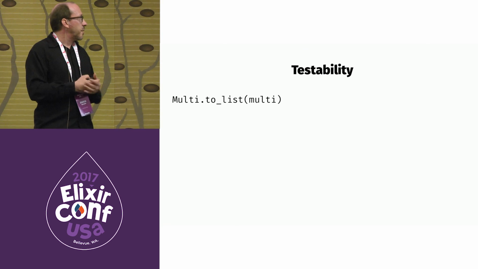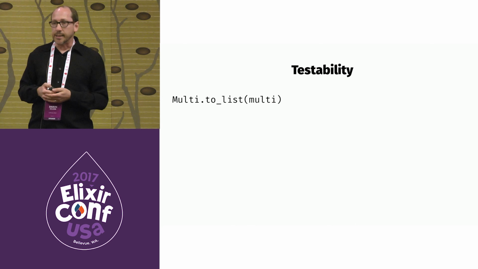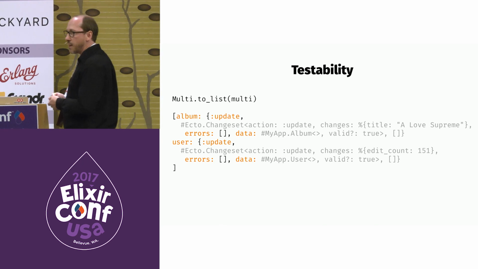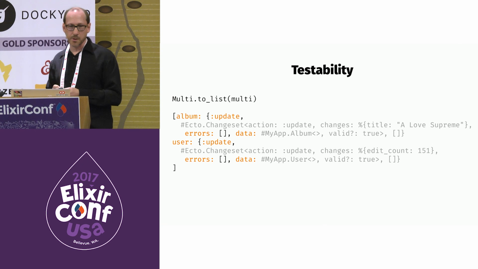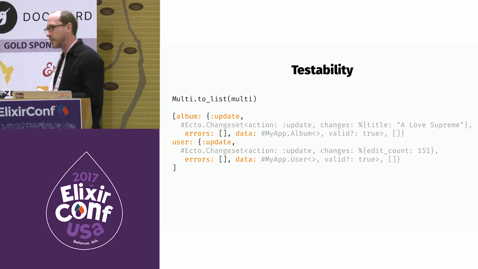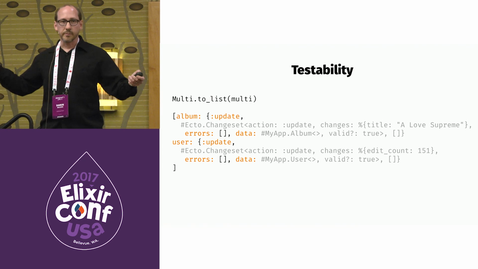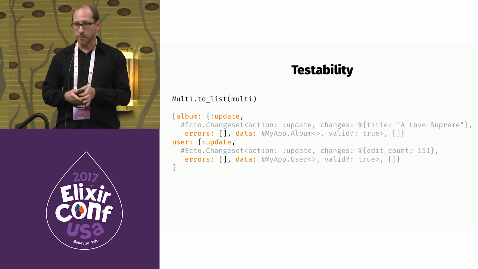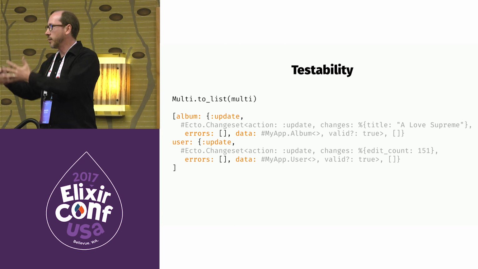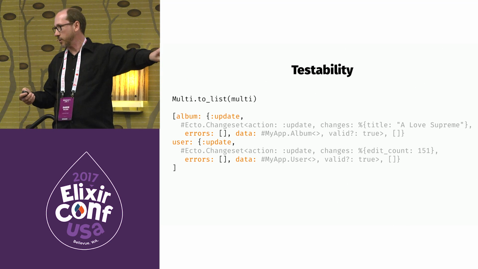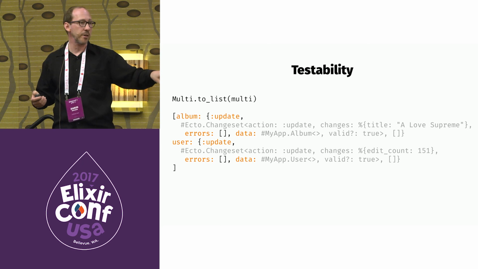And another nice thing about multis is they're very easy to test. There's a to_list function that will spit out a data structure that represents all the operations that you have queued up. So one of the nice things about being a data structure is that you can compose it with different pieces that get reused. Like we could take that whole user tracking and updating and sending an email part, move it off to a separate service module that gets reused throughout the application.